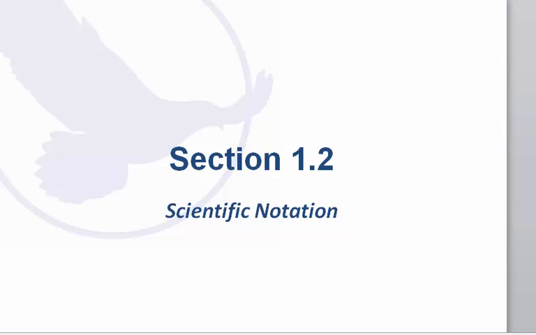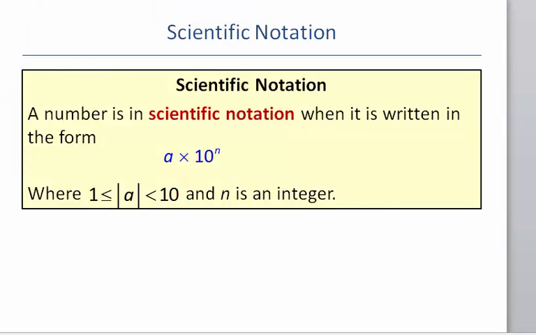We will now review the concept of scientific notation and look at several examples. Let's begin with a definition. A number is in scientific notation when it is written in the form a times 10 to the n, where 1 is less than or equal to the absolute value of a, which is less than 10, and n is an integer.